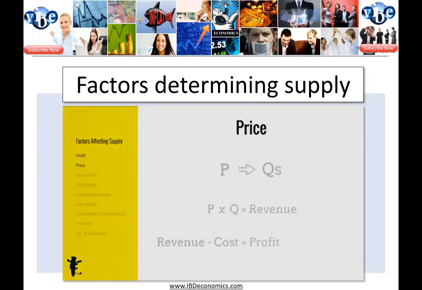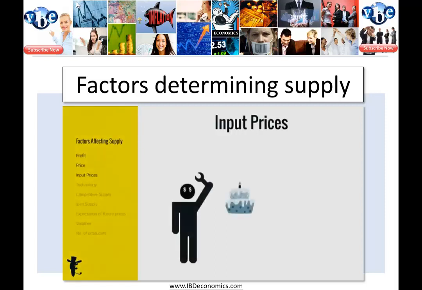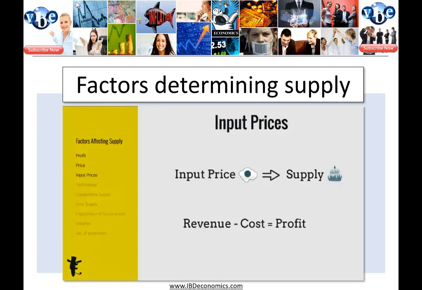First, prices. When price increases, revenue increases. Hence, profits increase. That's a signal to produce more. In other words, increase quantity supplied. Input prices. Suppose we bake and sell cakes. Eggs, flour, and labor all cost money. When price of inputs like eggs increases, baking cakes becomes less profitable. So, we'll supply fewer cakes.